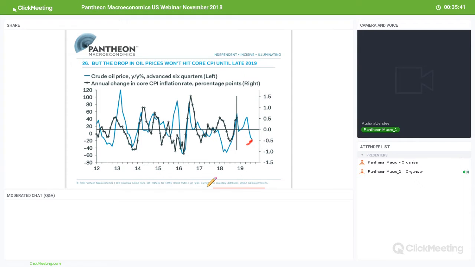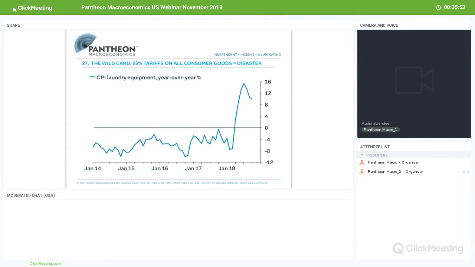And we have a little bit of an example of what happens when you apply tariffs to consumer goods, because the one thing in the CPI where we do have significant tariffs is laundry equipment, washing machines, which was aimed at LG and Samsung in particular. But this is what happened to the CPI laundry equipment component after the tariff was applied. It went nuts. It all was passed in.